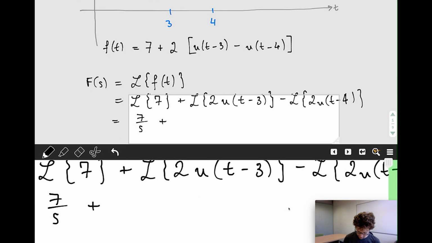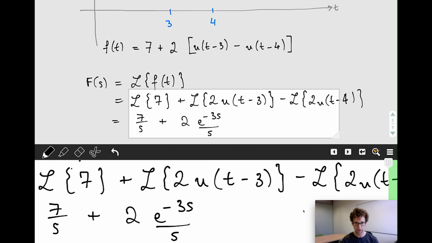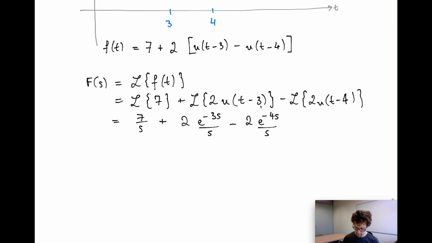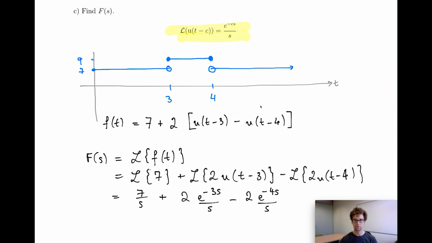Okay, so we have 2 times e to the minus 3s over s. Comparing these two expressions here, this is clearly c equal to 3, and this is c equal to 4. So it's going to be minus e to the minus 4s over s. So there's our expression for our Laplace transform of this discontinuous function.